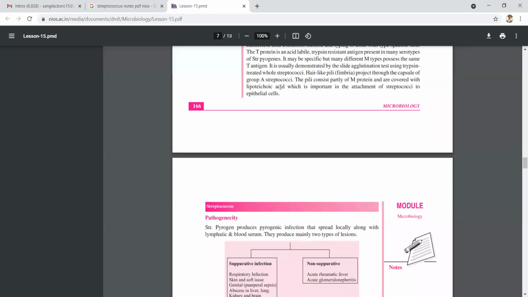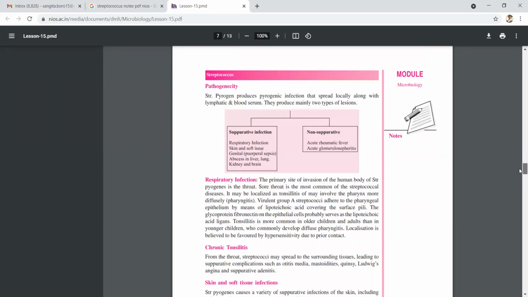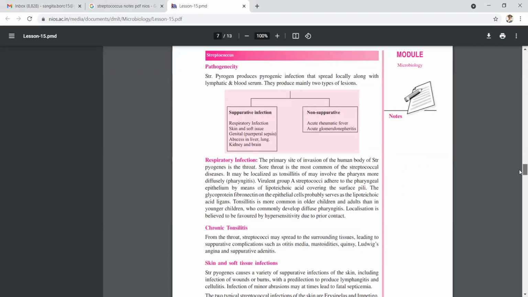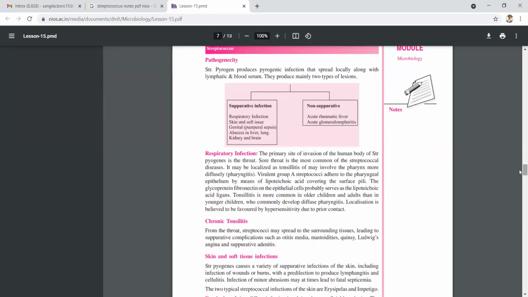of group A streptococci. The pili consist partly of M protein and are covered with lipoteichoic acid, which is important in the attachment of streptococci to the epithelial cell. So that was about the antigenicity. Now, when we talk about pathogenicity, it means what type of diseases are caused.